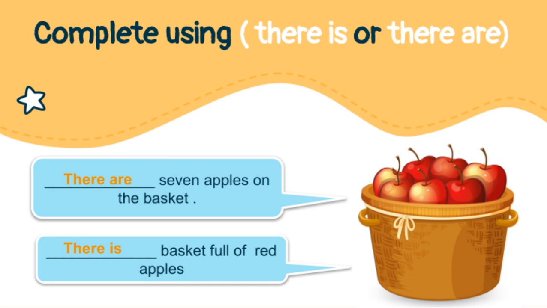The key point here is that there is used when referring to singular nouns or uncountable nouns, while there are is used for plural nouns. Recognizing this difference is essential for correct grammatical agreement, especially when describing quantities in everyday situations. And remember, connecting these concepts helps us describe what we see clearly and accurately, which is fundamental in effective communication.